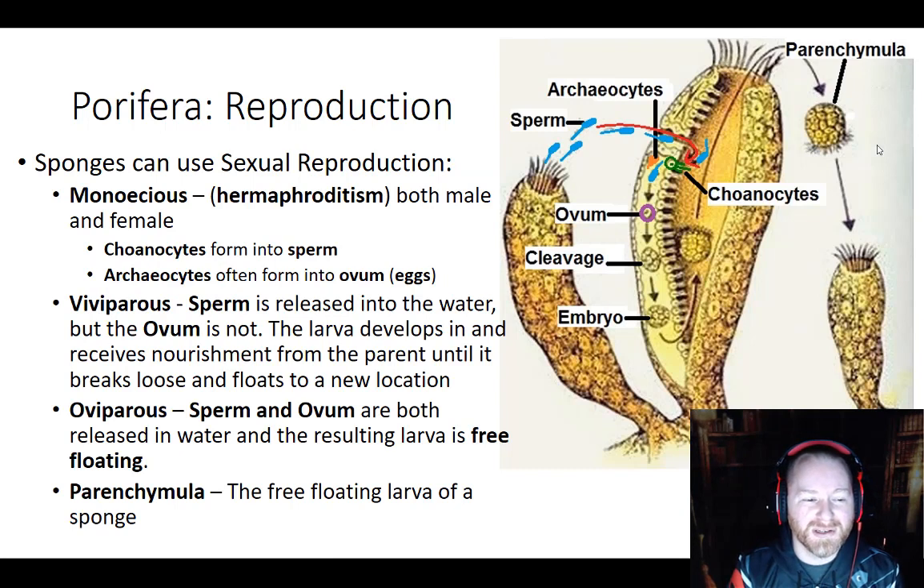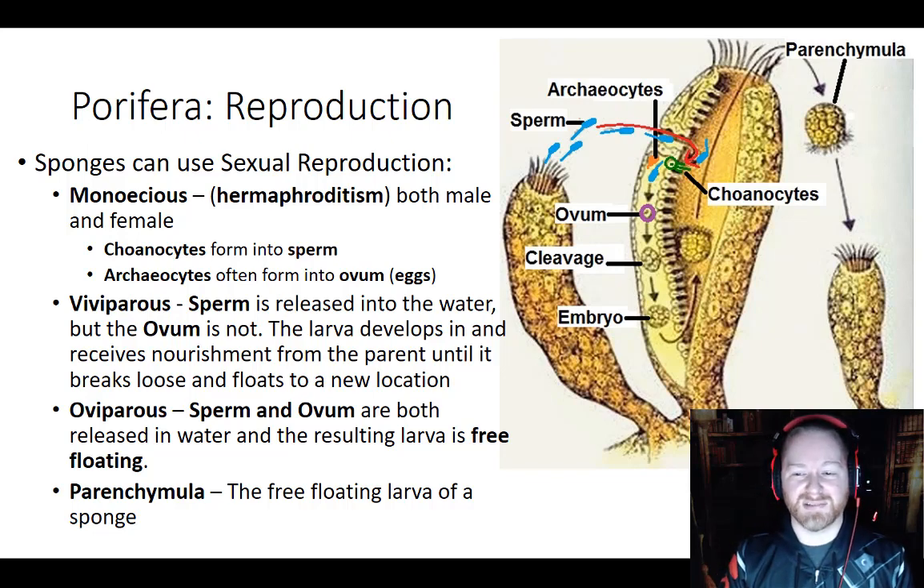All right, so looking more into their sexual reproduction, things can get a little bit crazy. They are monoecious, meaning that they're both male and female, so they're hermaphrodites. Essentially, because they don't have a lot of different types of cells, some of the cells that they do have will simply modify into sperm or into egg in order to reproduce sexually. So the choanocytes, the ones that already have the flagella and the little collar on them, will modify themselves into sperm. The archaeocytes, the amoebocytes, will modify themselves into the ovum, the egg.